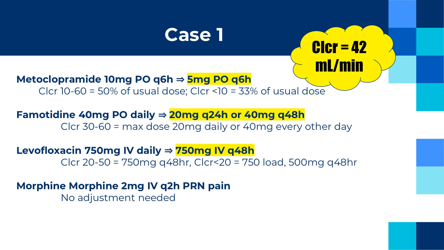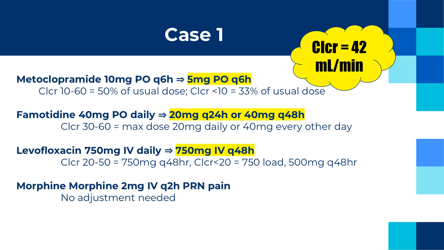The famotidine is another medication that requires renal dosing. The recommendation there in the drug monograph is when creatinine clearance is between 30 and 60, the max dose per day should be 20 milligrams, or you can modify that to a 40 milligram dose every other day. So we would alter the orders on the famotidine to either 20 milligrams PO Q24 hours or 40 milligrams PO Q48. The levofloxacin is the third medication that requires renal dosing.